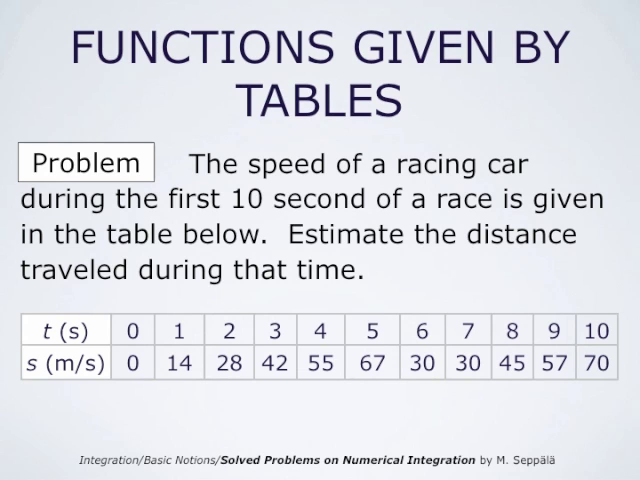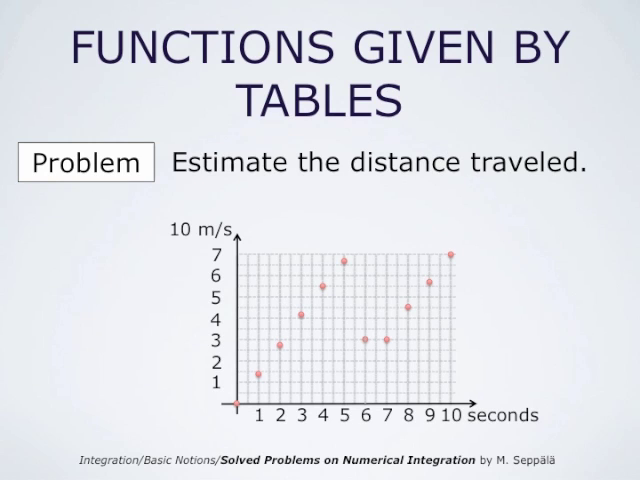In order to get an idea of what is happening, it is useful to picture this data graphically. We draw these data points in the coordinate plane. Here the x-axis has the unit 1 second, and the y-axis has the unit 10 meters per second. That is speed, and the x-axis is time.